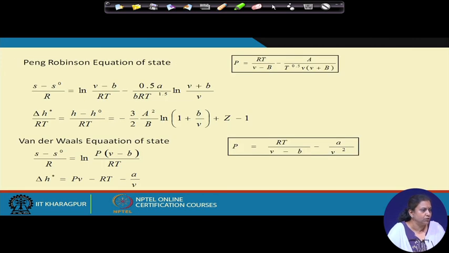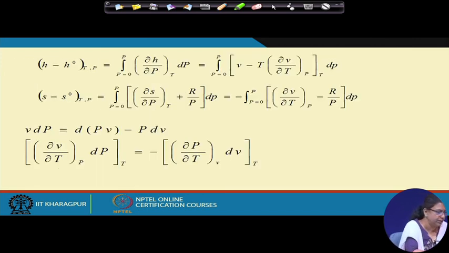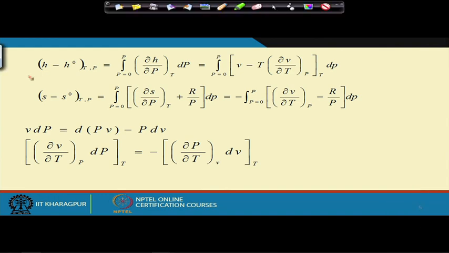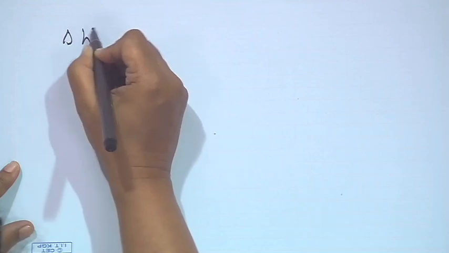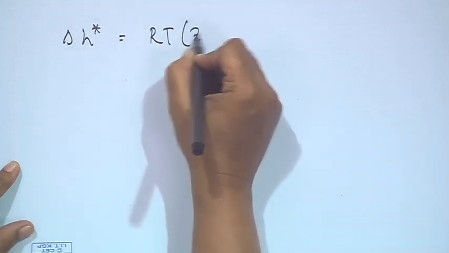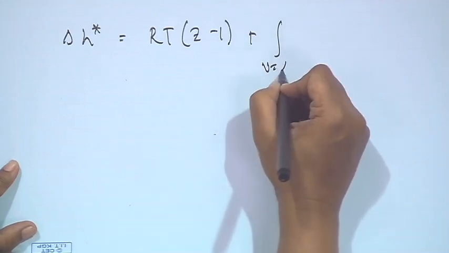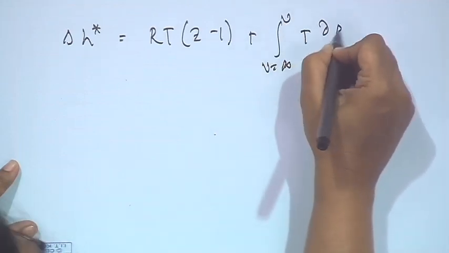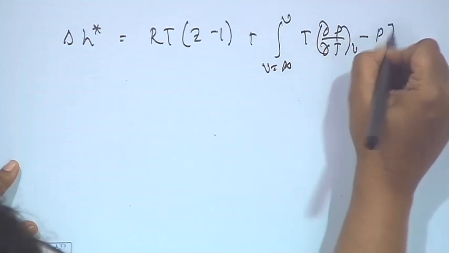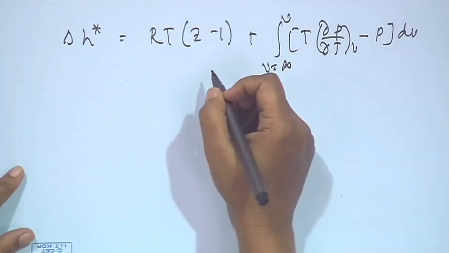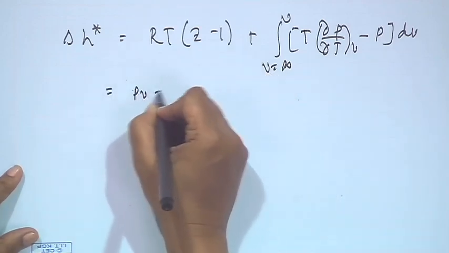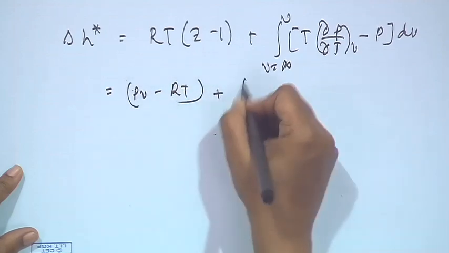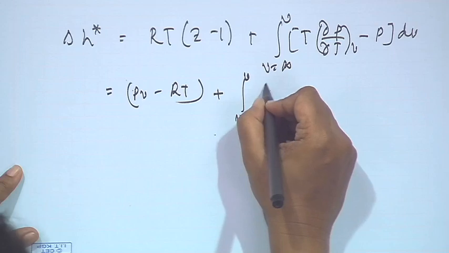We start in the same manner. These are our basic equations. We make these substitutions just the way we had done for the van der Waals equation, and then we get delta H star equals RT into Z minus 1, the same equation I am writing down, plus integral from infinity to V of T del P del T at V minus P into dV. This can be written as PV minus RT, as you know, plus the integral from infinity to V of 2A.